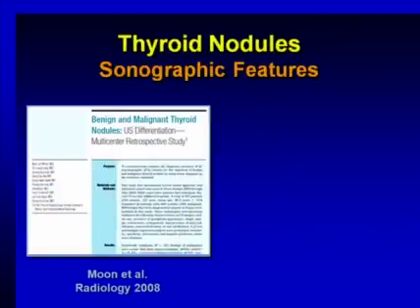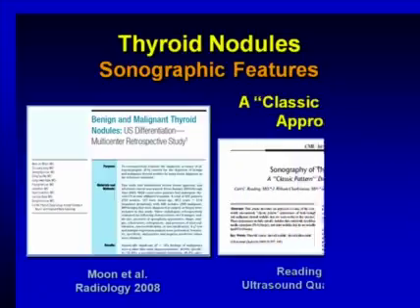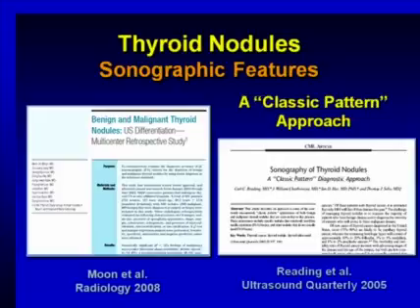Probably the best article recently on the various sonographic appearances of thyroid nodules was by Moon in Radiology last year. They looked at nearly 1,000 nodules in the Korean thyroid study group and very carefully looked at each specific feature of these benign and malignant nodules. In our practice, we tend to look at a constellation of features and put these together into specific types of patterns that suggest if a nodule is malignant or benign.